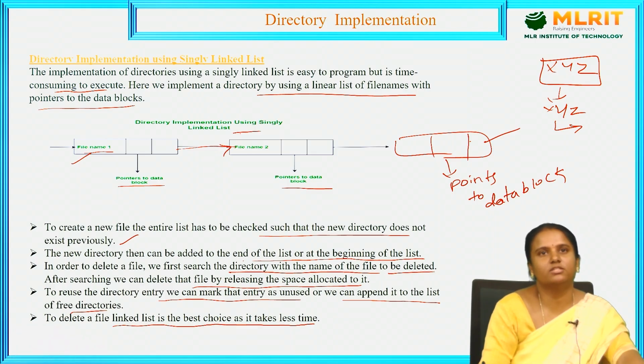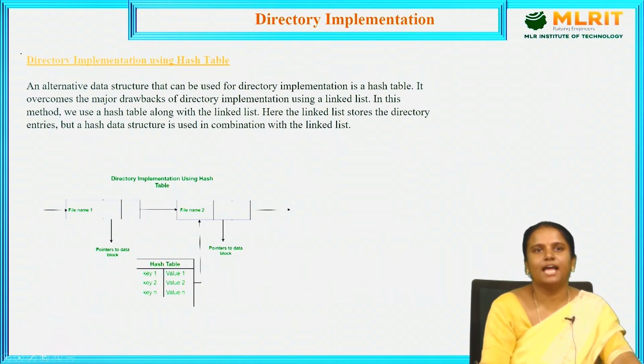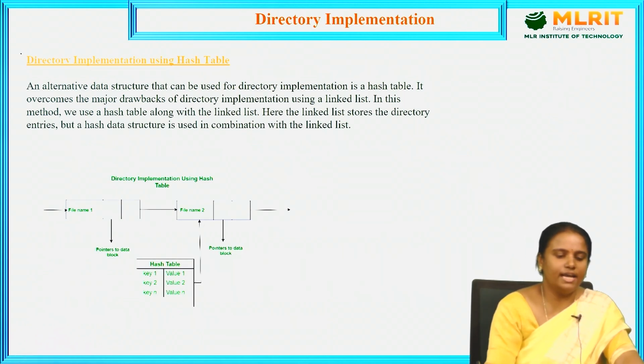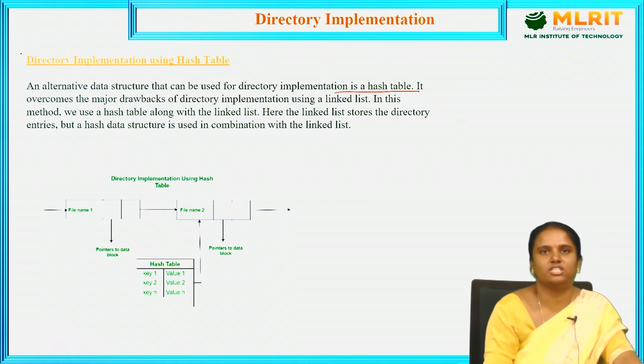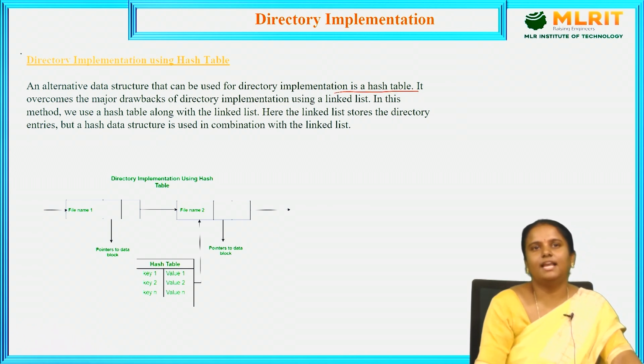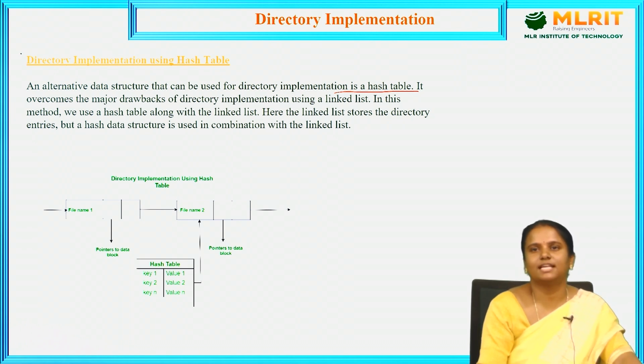Next we are going to see the hash table. So, directory implementation using a hash table. An alternative data structure that can be used for directory implementation is the hash table. So for a singly linked list, we need to check and delete the file, or we need to give space for new files, or add an entry for the new files at the beginning or ending.